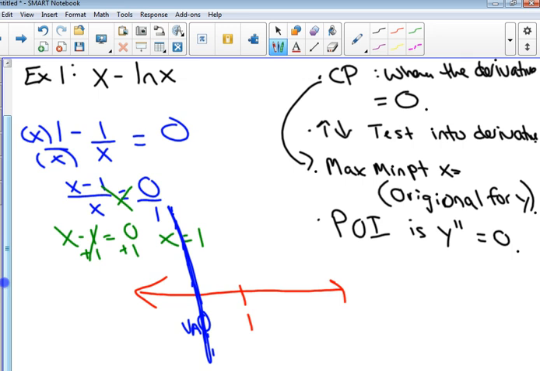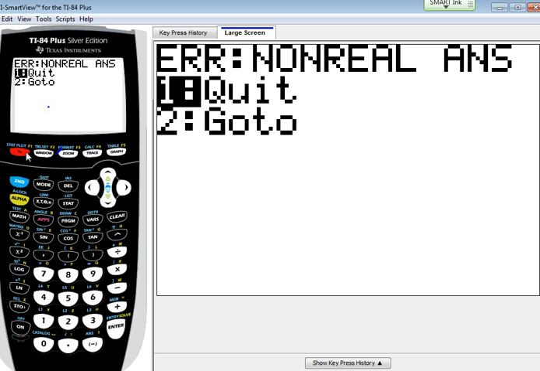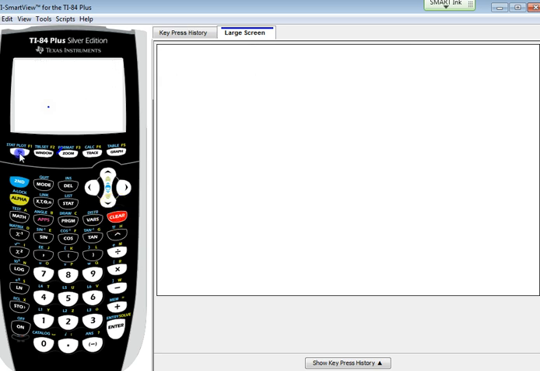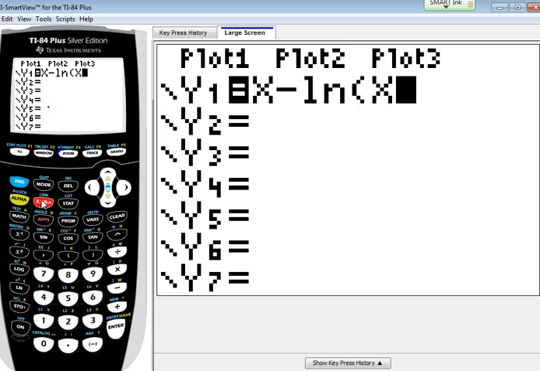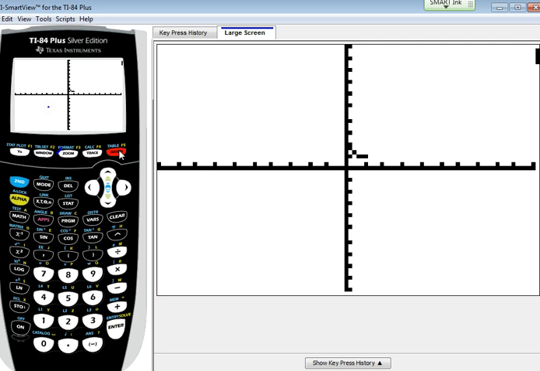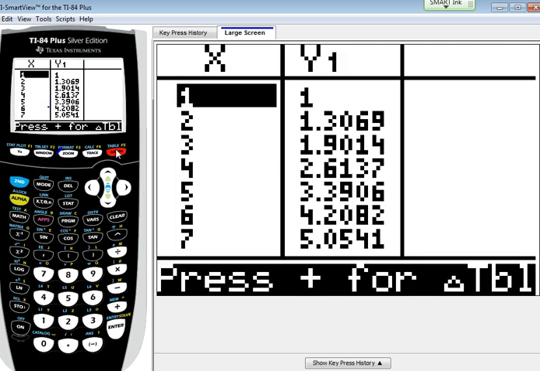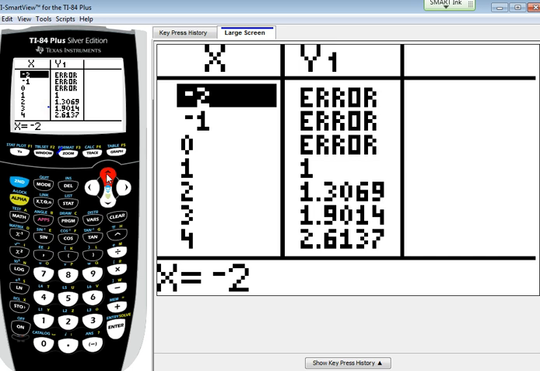And if you're not sure, pull up your graph. Y equals x minus ln x. Oh gosh, there we go. Okay, so see how it doesn't go past this? If you did your table, you get all errors for 0 and negative numbers. I'm going to look at what you're talking about and see if we can do it. Okay, so that just means we can't exist there.